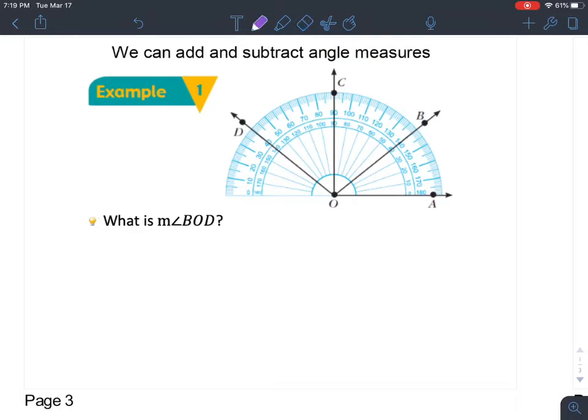So here, we are supposed to find the measure of angle BOD. BOD is this angle right here. To find that, I noticed that this ray is at 140 degrees, and this ray is at 40. If you look below, we also have 140 and 40. So it doesn't matter which pair we use, as long as they're both on the top or both on the bottom. Now we just subtract: 140 degrees minus 40 degrees, we get 100, and that is the measure of angle BOD.